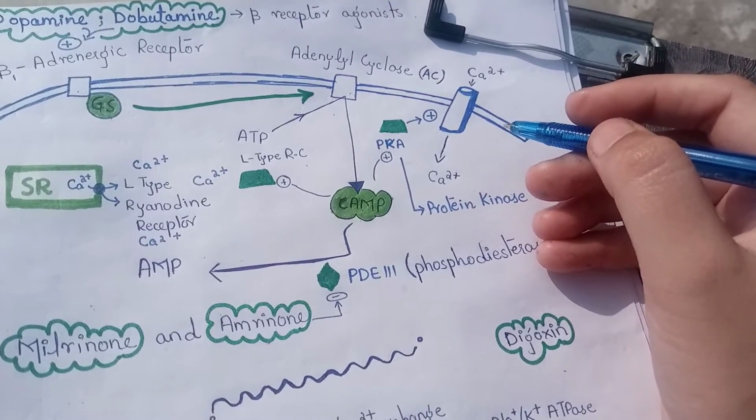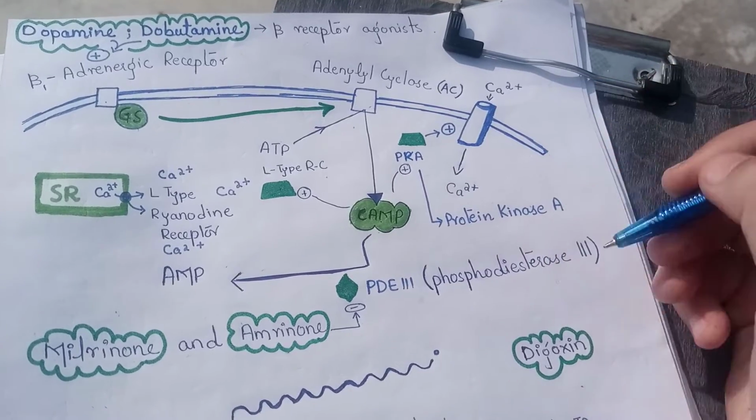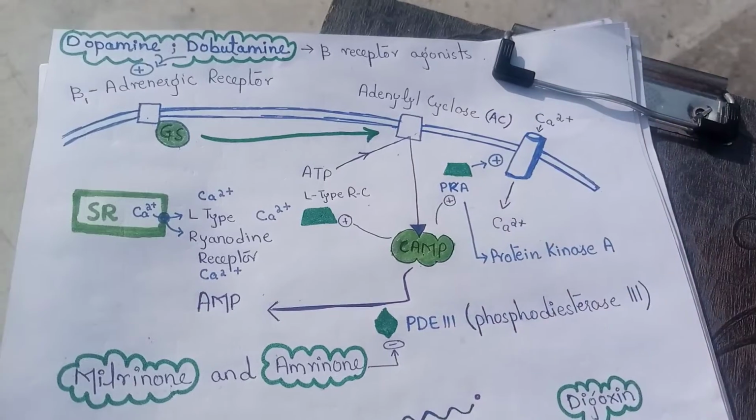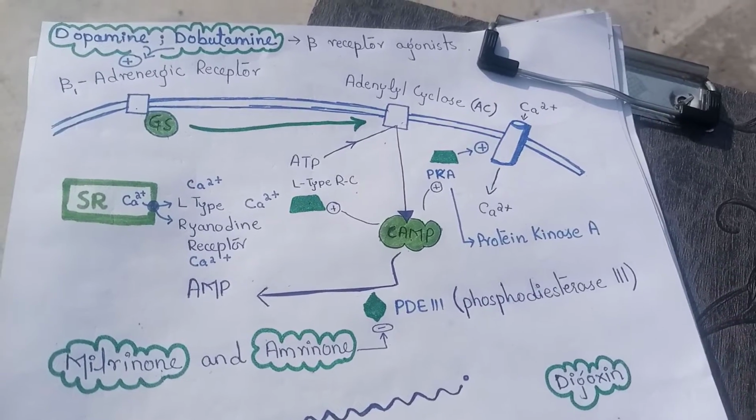Today I will be discussing the mechanism of action of some of the inotropic agents. The agents that we will be discussing are digoxin, amrinone, milrinone, dopamine and dobutamine. So if you guys are with me, I will start today's lecture.